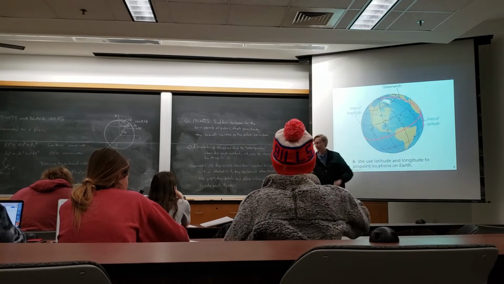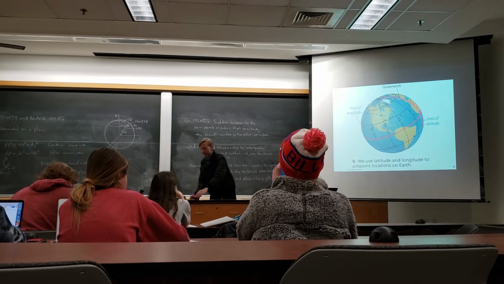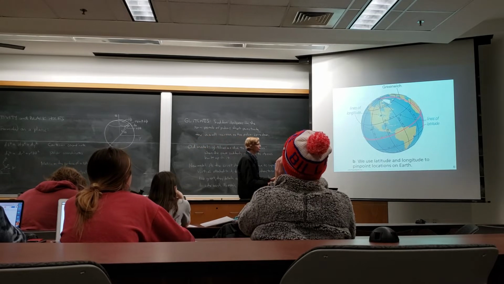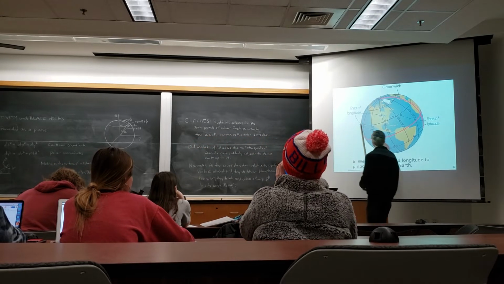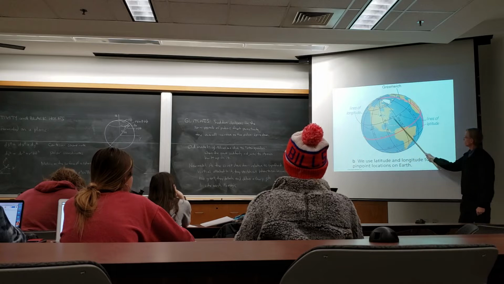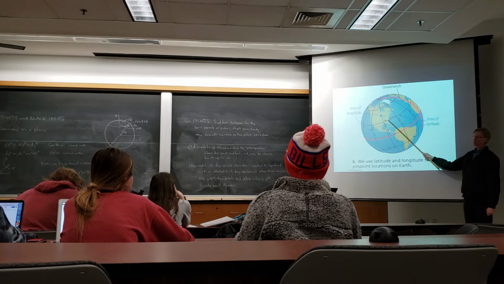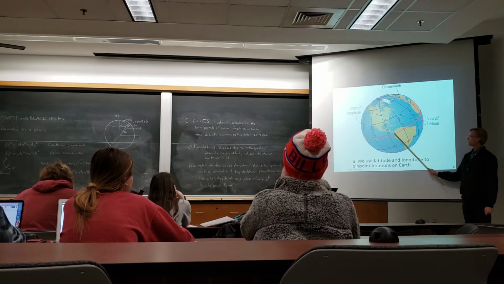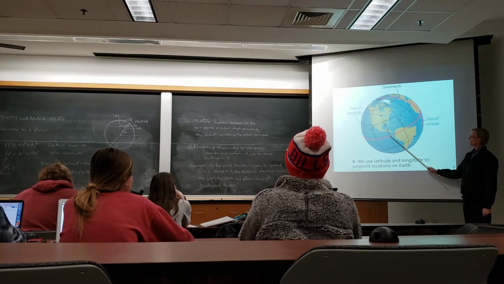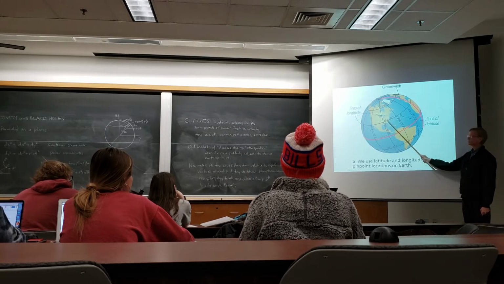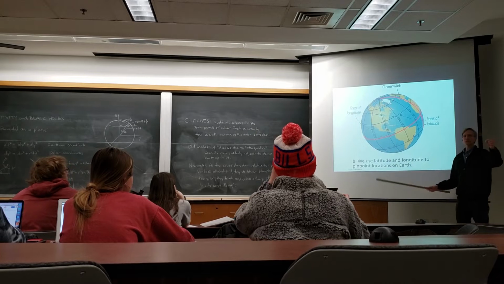So on this diagram, we have indicated some latitude circles, circles of constant latitude. For example, everywhere along this circle is at a latitude of 30 degrees north. The angle from the center of the Earth to any point there would be 30 degrees if you were at the center of the Earth.